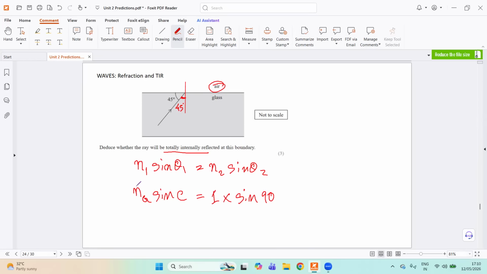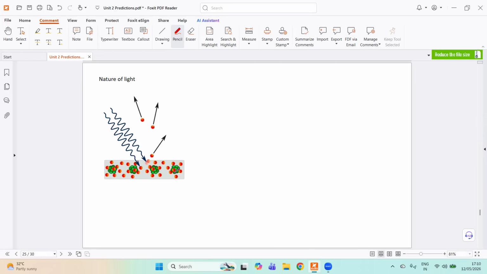Of course, the value of n will be given to you. So you find out C and then you compare the value of C with 45. If 45 is greater than C, then it will undergo total internal reflection. And if 45 is less than this C, it will not undergo total internal reflection. Okay, now comes the moment of truth, the last topic, nature of light.